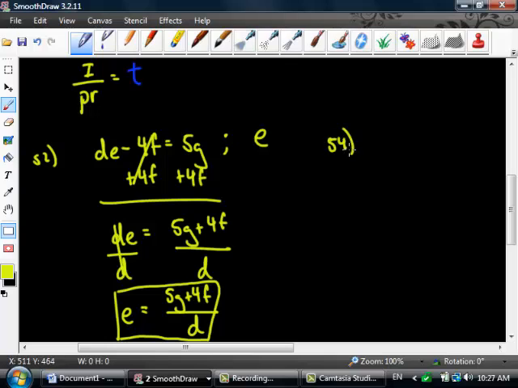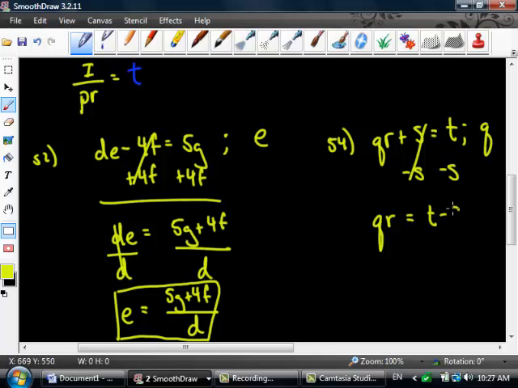Number 54. Last one. QR plus S equals T, and you are solving for Q. You are solving for Q. What do you think is the first operation here? We are going to subtract S. That is correct. Remember, your objective is to get Q by itself. So QR should equal T minus S. And then the last maneuver? Divide by R, right? Not divide by Q, because you're solving for Q, you're going to divide by R, so Q equals T minus S over R.